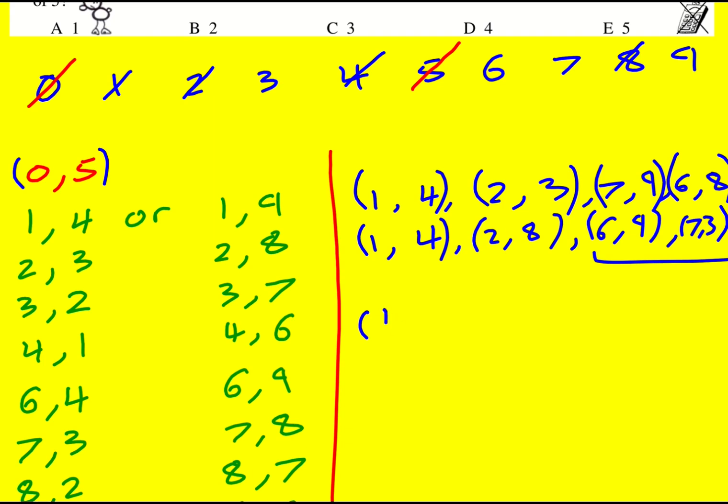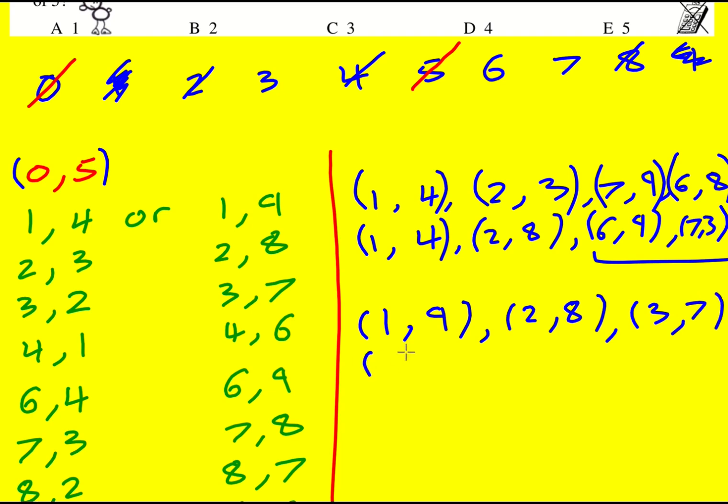Okay, so let's say 1 goes with something else. So 1 and 9. So now I've got rid of that one and that one. Then what can 2 go with? 2 could again go with 8. 3 could go with 7. And then 6 could go with 4. So that would work. 1 and 9 again.